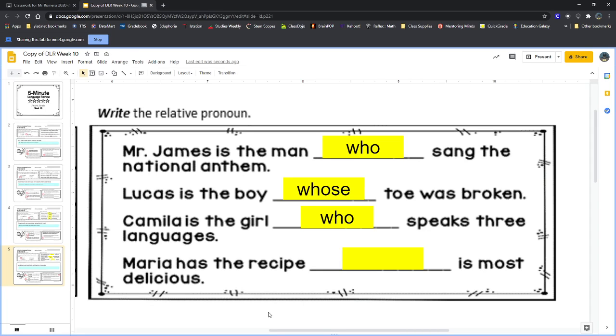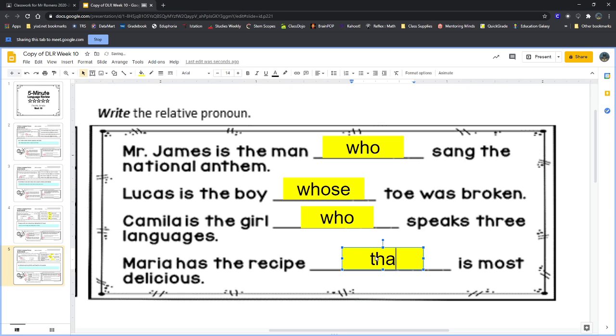What about the last sentence? Maria has the recipe blank is most delicious. Maria has the recipe blank is most delicious. What word could I use to finish that sentence? Violet. Very good. That. Maria has the recipe that is most delicious. We want to use that because they're focusing on her recipe, not on her. So it's not a person we're talking about.